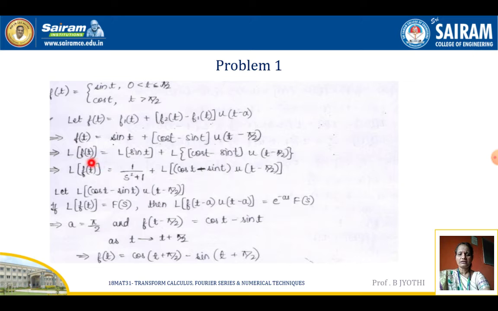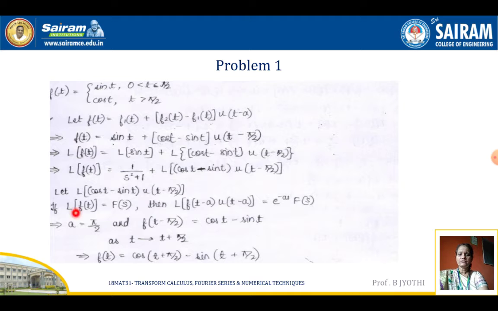Therefore, applying the Laplace transform on both sides, we get L of f of t equals L of sin t plus L of cos t minus sin t into u of t minus pi by 2. L of sin t is 1 upon s squared plus 1, and the second term we have to determine, that is L of cos t minus sin t into u of t minus pi by 2. If L of f of t is F of s, then L of f of t minus a into u of t minus a is e power minus a s into F of s.